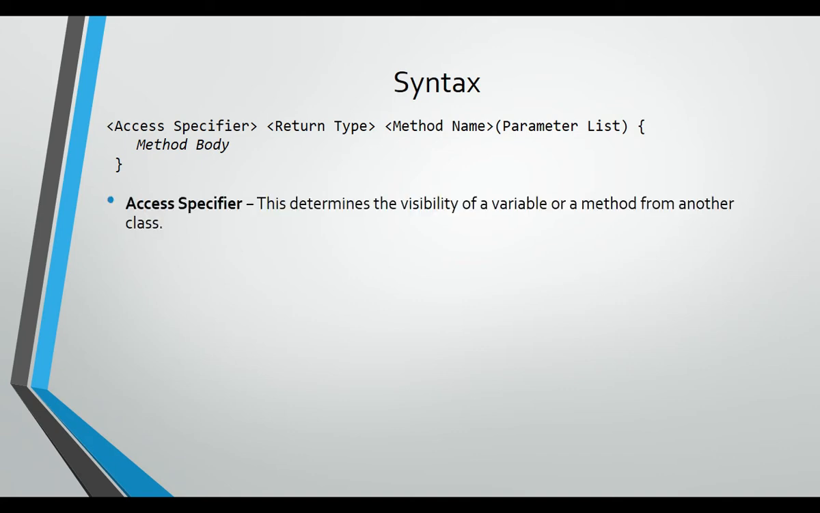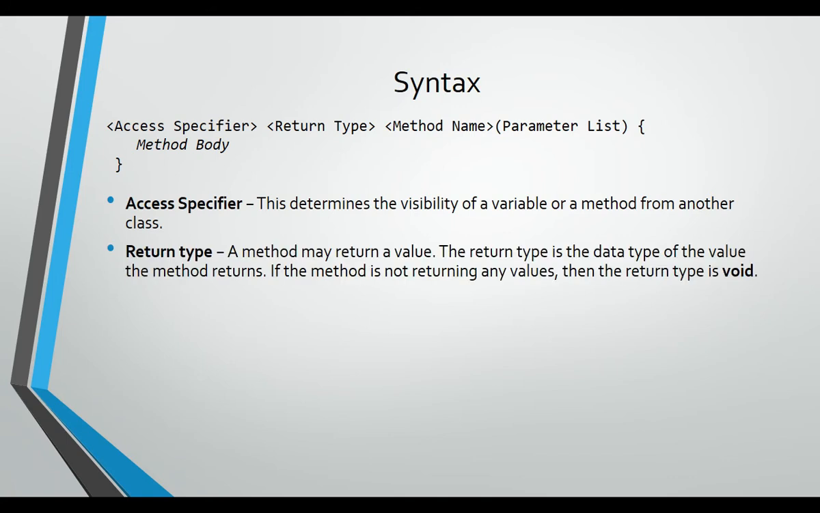For access specifier, this defines the visibility of your method. So we have different access specifiers. It is also sometimes called access modifier. And then the return type specifies what kind of type your method will return. So return type can be of any data types that we have studied in our first group of videos. So it can be integer, it can be string, double, or decimal. It depends on what you need. So those are the things that you can supply for the return type.